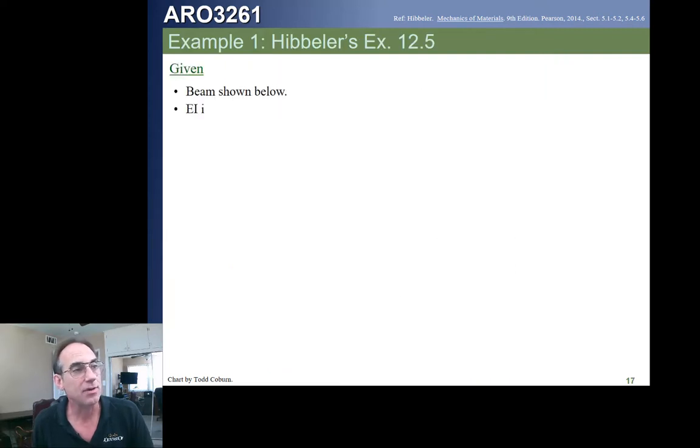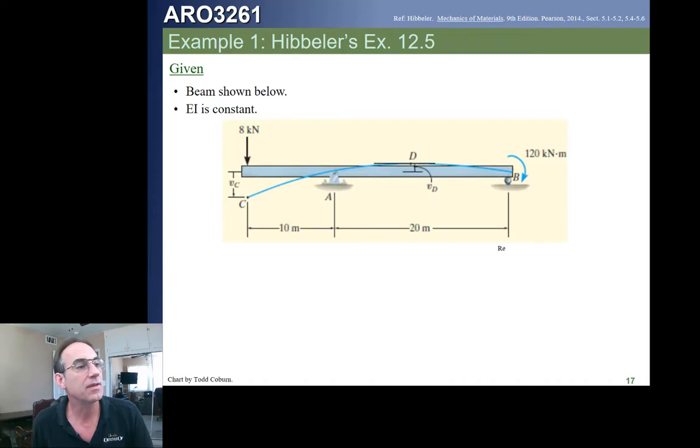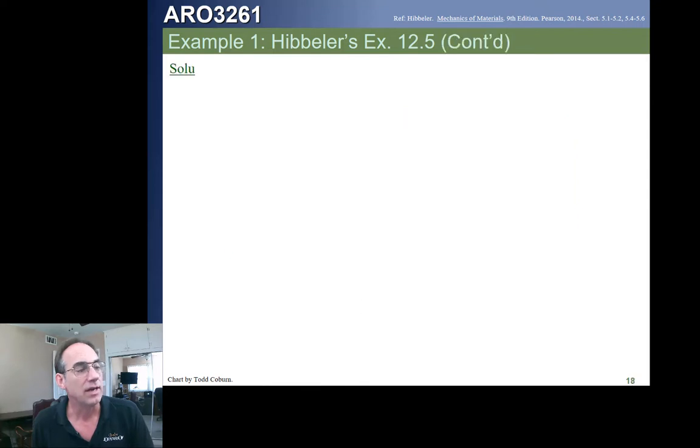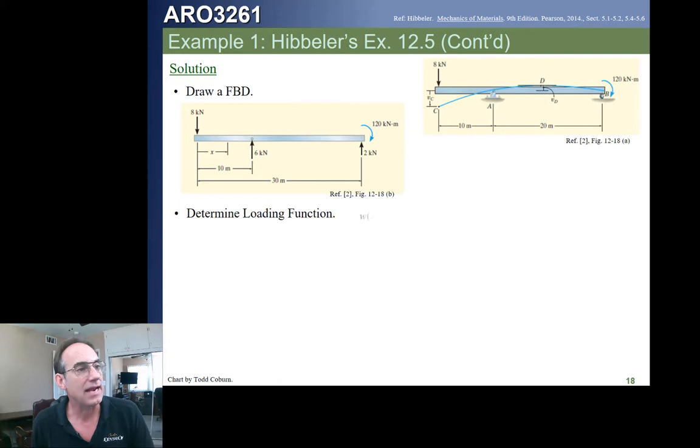Here's another little example. Let's take a look at this beam here. Looks pretty simple. If we want the max deflection, we can just go ahead like this. We take our free body diagram of our beam. That means we calculate our reactions, draw them on the beam. We write our loading function.